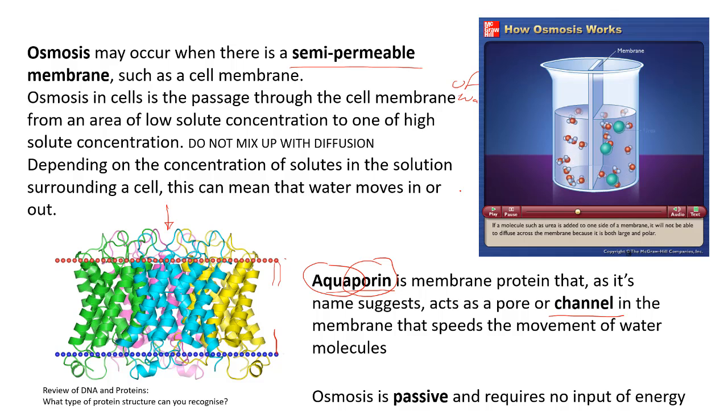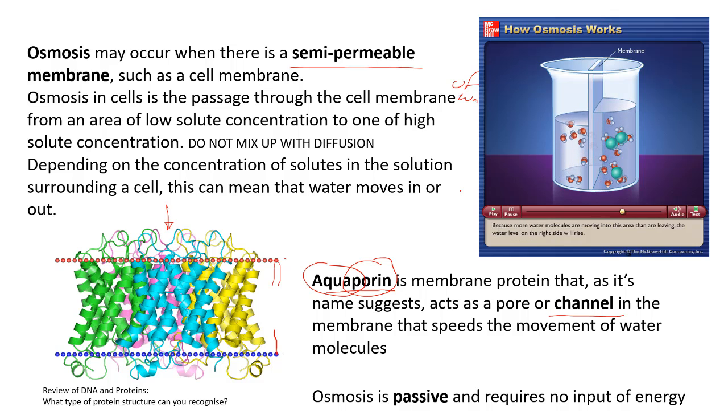If a molecule, such as urea, is added to one side of a membrane, it will not be able to diffuse across the membrane because it is both large and polar. Because of its polar nature, it will interact with other polar molecules such as the water. This interaction reduces the number of free water molecules on the right-hand side. With fewer free water molecules on the right-hand side, there is now a net movement of water molecules down their concentration gradient to the side with the urea molecules.